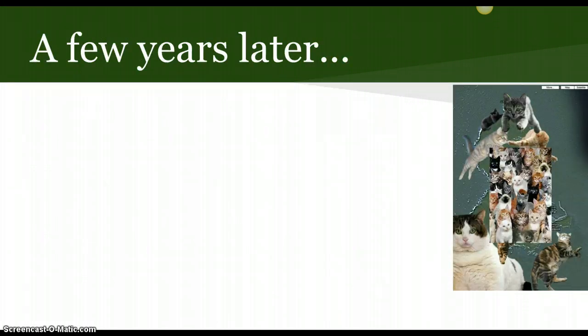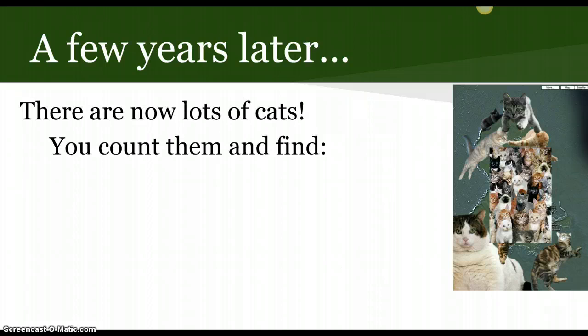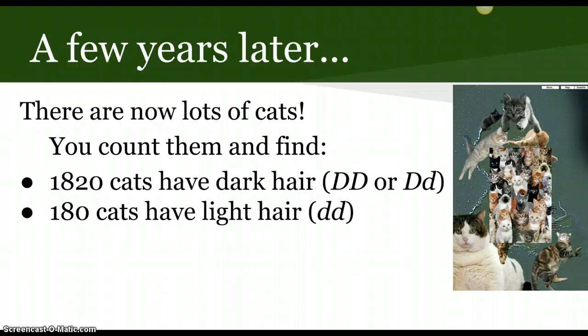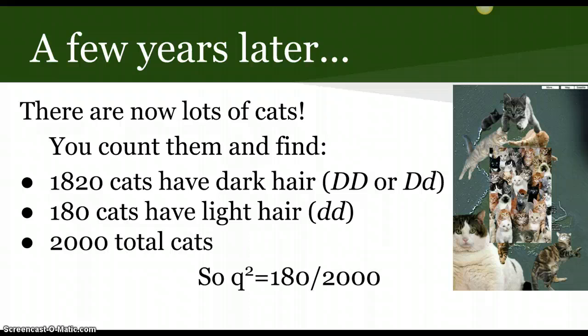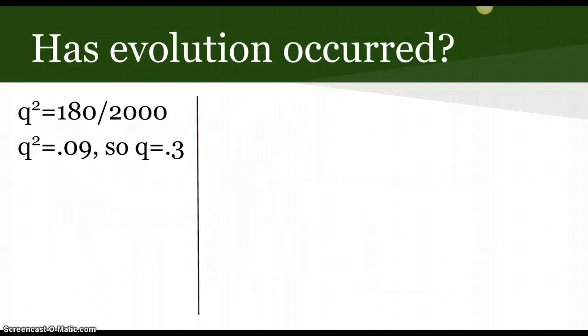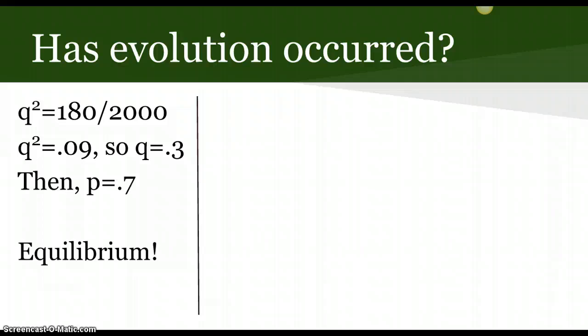All right, so we come back to this island of cats again, and we find that there's a lot more cats. A few years later, they've been breeding. We find 820 cats with dark hair, 180 cats with light hair, and 2,000 total cats. So q squared equals 180 divided by 2,000. So q squared equals 0.09. Therefore, q equals 0.3, p equals 0.7, and the population's in equilibrium.